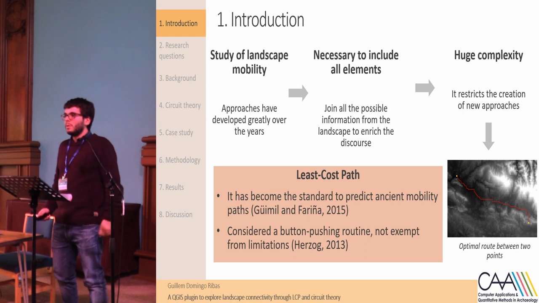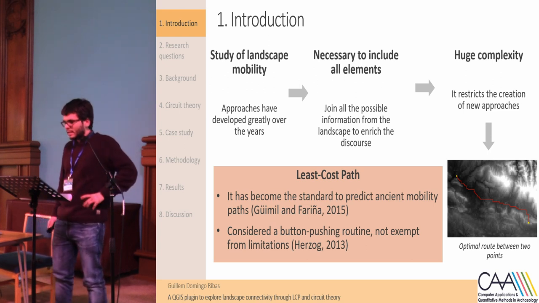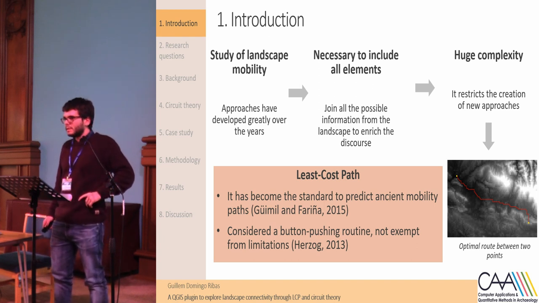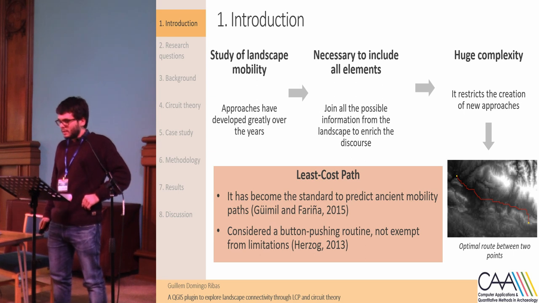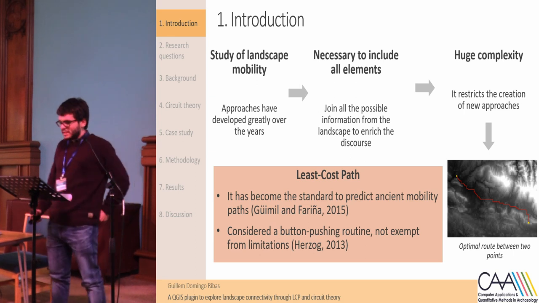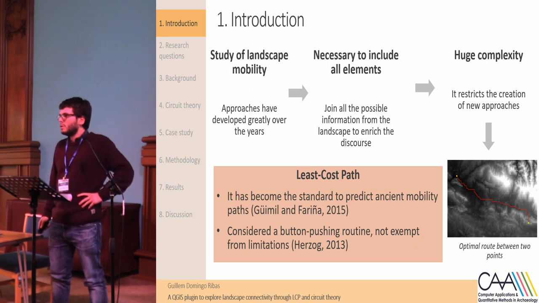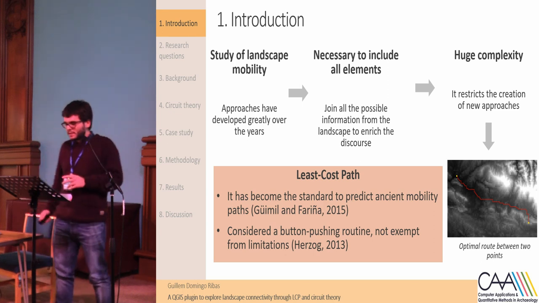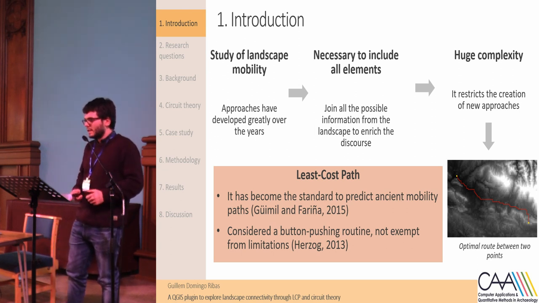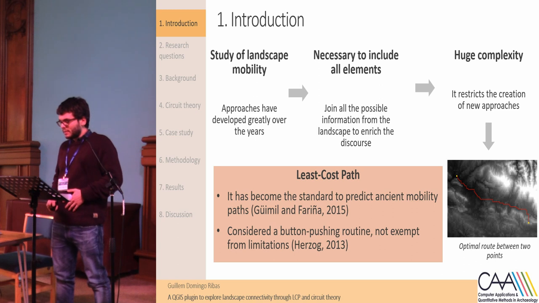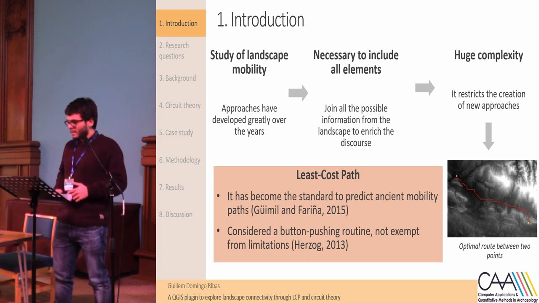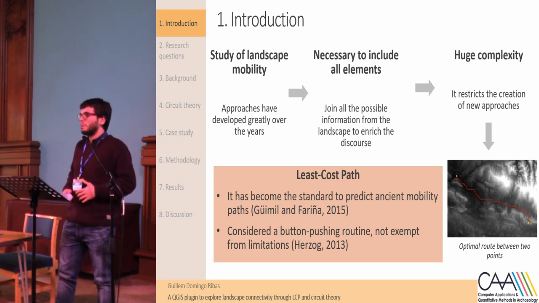The study of landscape and mobility is one of the key elements in archaeological studies. The approaches taken by researchers towards mobility have developed over the years, as well as their role in understanding the landscape. Early studies highlighted the limitation of archaeological accounts of mobility, even in the GIS-based analysis, but its development has allowed the creation of procedures to approach these questions from very different perspectives. Human mobility studies need to consider all the elements that have shaped a territory, joining all the information to enrich the discourse. The complexity of these elements restricts the creation of new approaches, which has led to the emergence of least cost path as the standard to predict ancient mobility paths.